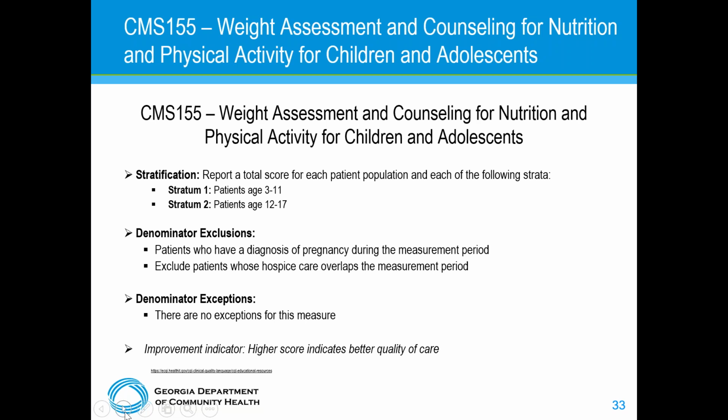There are no exceptions for this measure, but this measure has another additive, which is the stratification. So they're going to report the total score for each of those 3 patient populations, and each of the 3 patient populations also have strata. The first stratum is patients aged 3 to 11, and stratum 2 is patients aged 12 to 17. Again, the improvement indicator is higher score indicates better quality of care.